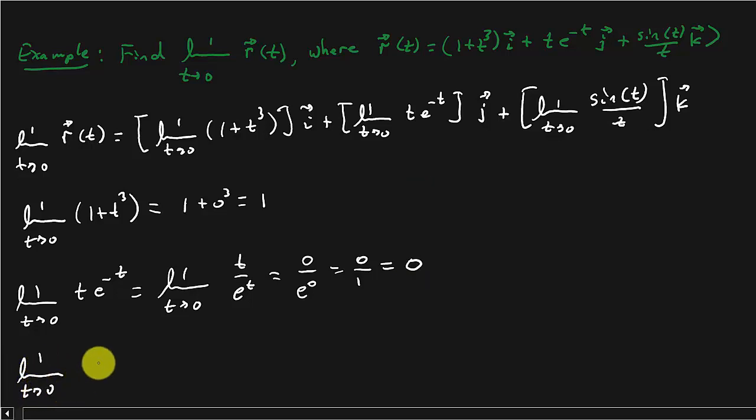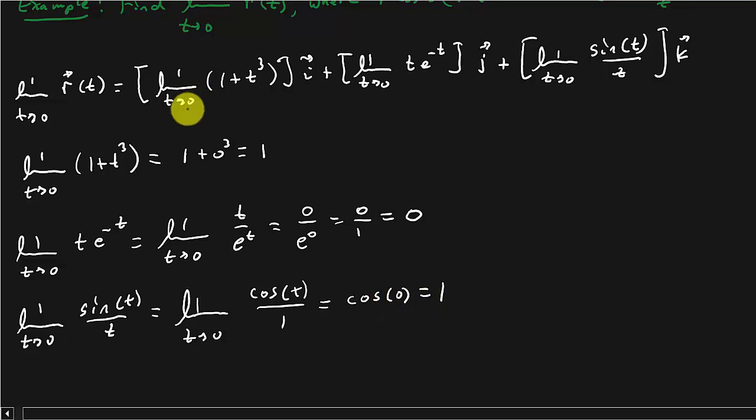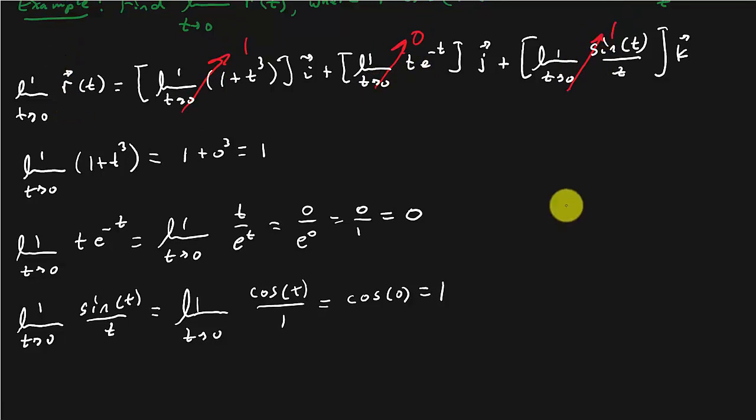And then we have the limit as t goes to 0 of sine t over t. Well, when we plug the 0 in, we get what? We get 0 over 0. So we can use L'Hopital's rule. We just take the derivative of the numerator and the derivative of the denominator. And so this is going to be cosine 0, which is 1. So we get this is 1, this is 0, and this is 1.